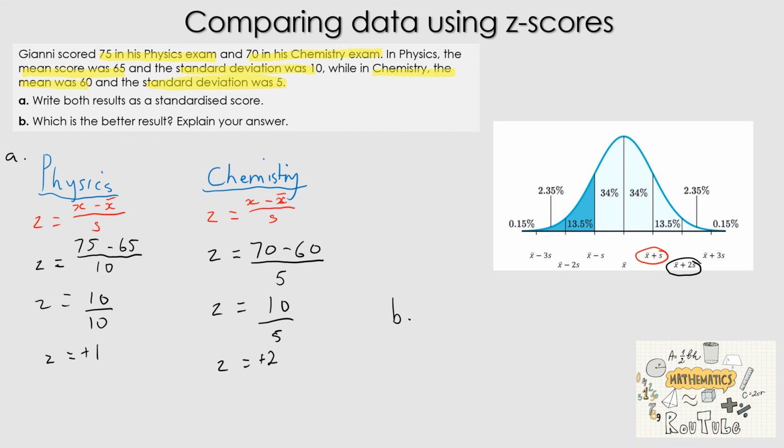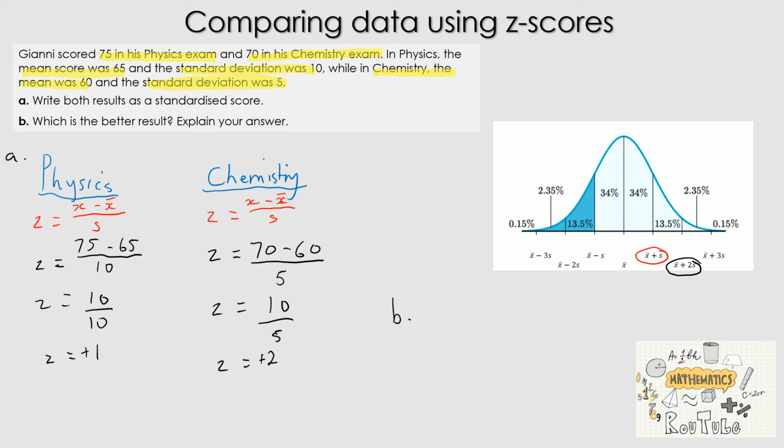So that means that for physics being 1 standard deviation above the mean, Gianni performed in the top 16%, because we've got 13.5 plus 2.35 plus 0.15%. So Gianni performed in the top 16% for physics, which is great, which is fantastic.